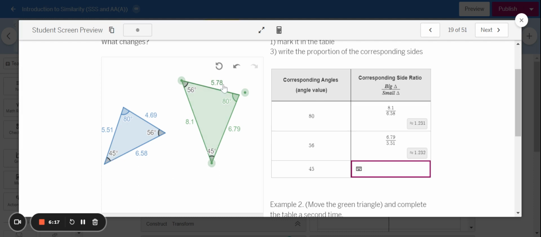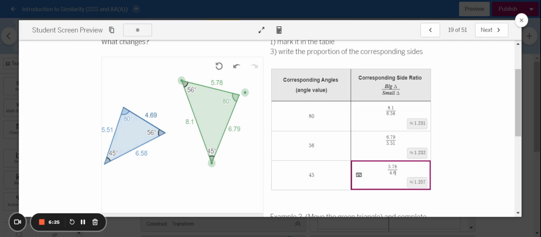45 is across from 5.78. And over here, the 45 is across from 4.69. And once again, we have 1.23, 1.23. All of these have the same exact scale factor. If we round, the reason why that's happening, just as a side note, is because these values here were rounded by Desmos. And so the scale factors are a little tiny bit off because of that. It's rounding errors.